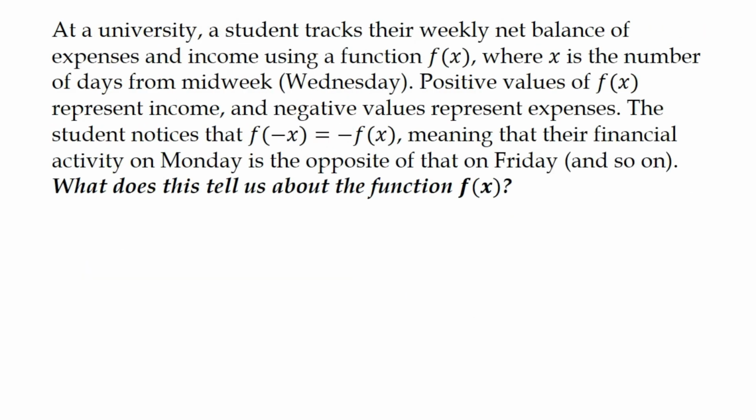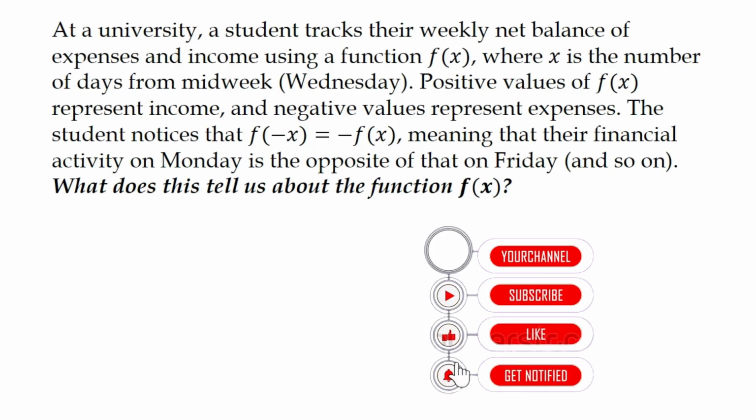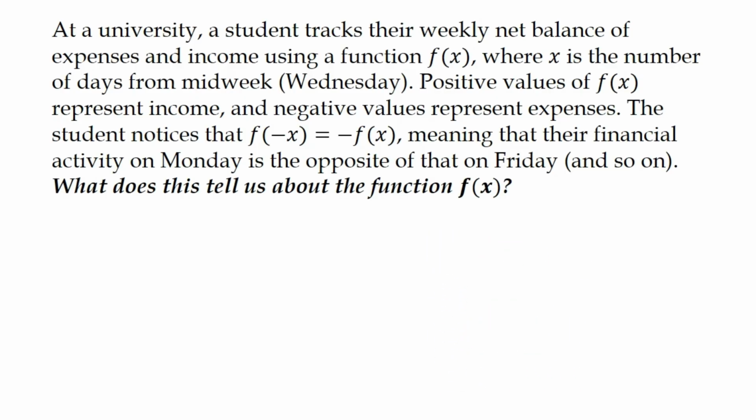At a university, a student tracks their weekly net balance of expenses and income using a function f of x, where x is the number of days from midweek Wednesday. Positive values of f of x represent income, and negative values represent expenses. The student notices that f of minus x equals minus f of x, meaning that their financial activity on Monday is the opposite of that on Friday, and so on. What does this tell us about the function f of x? This pattern shows that the function is symmetric about the origin, which is a key characteristic of an odd function.